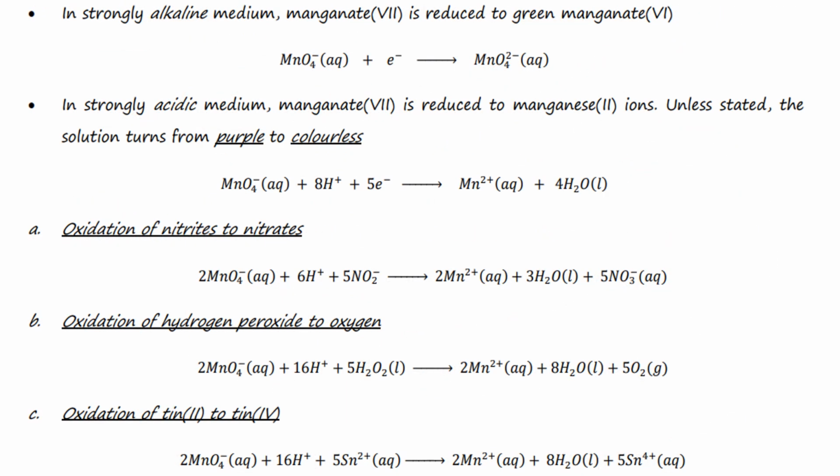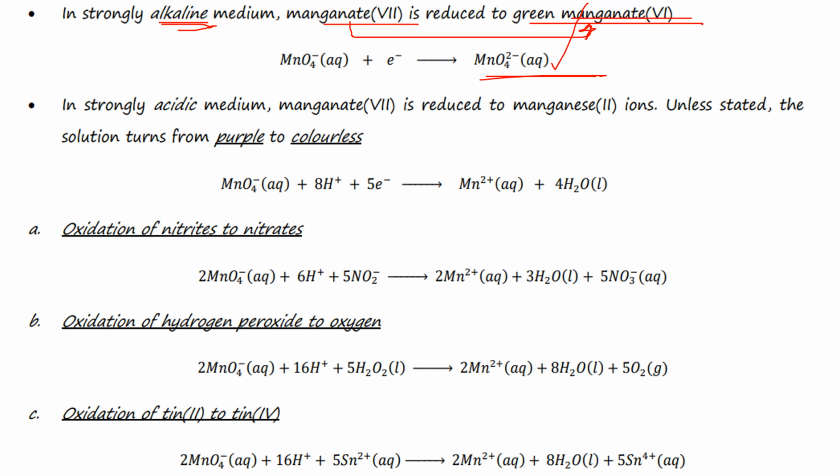So we say that in strong alkaline medium, the manganese 7 ion is going to be reduced to green manganese 6 ion, because I've told you that in alkaline medium, it's only manganese 6 ion which is stable. So if you put the manganese 7 in alkaline medium, we always form the most stable ion, which is the manganese 6. So the observation there is going to be that the purple solution of manganese 7 ion turns to a green solution containing the manganese 6 ions, because they are the only ones stable in the alkaline medium.